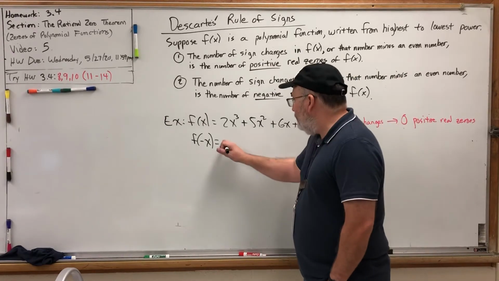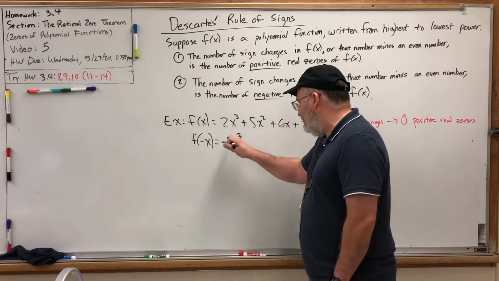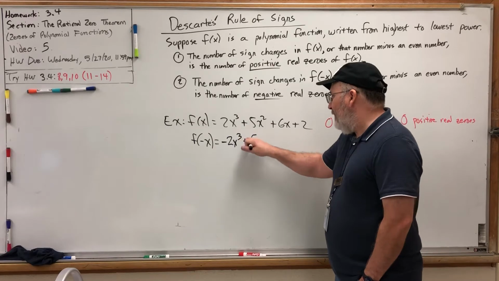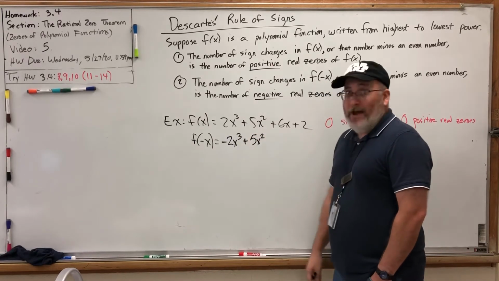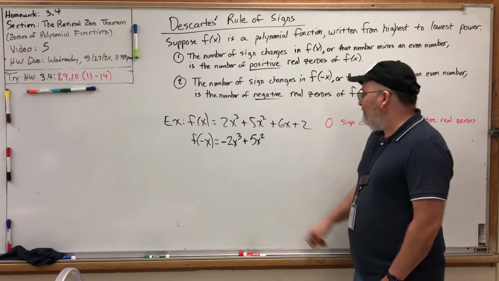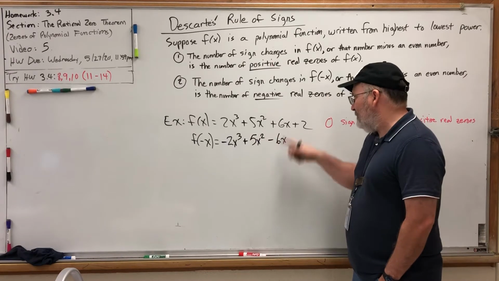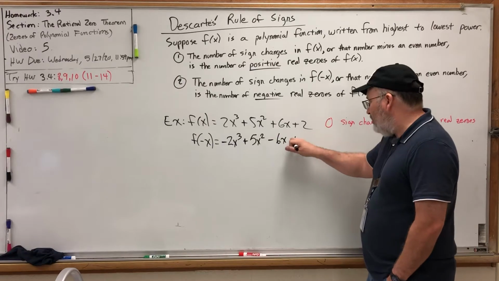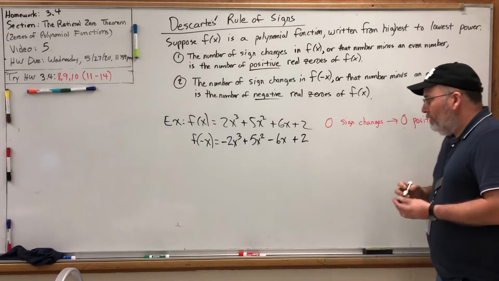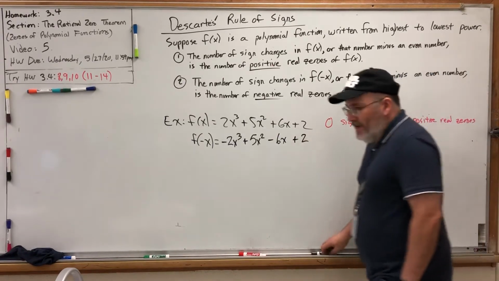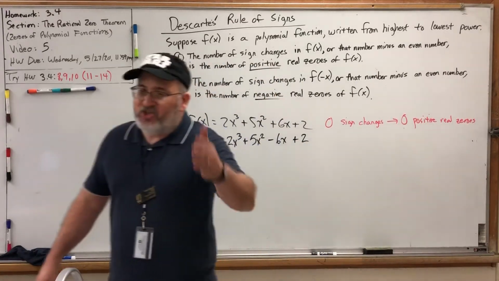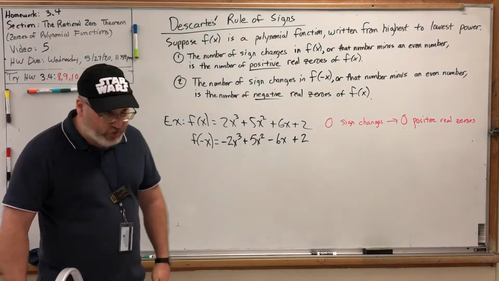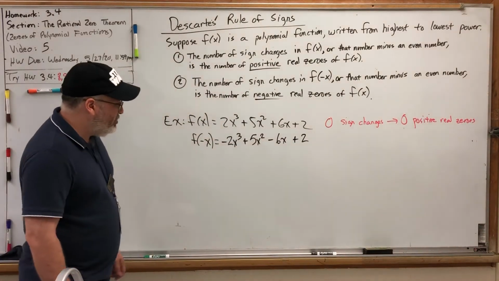So the 2x cubed would become negative 2x cubed, its power was odd, but the positive 5x squared will stay positive 5x squared because its power was even. The positive 6x becomes negative 6x because its power is odd. And this doesn't even have an x, so it's not going to change. So once you evaluate f of negative x, which is equivalent to changing the signs of all the odd-powered terms' coefficients, then count the sign changes.